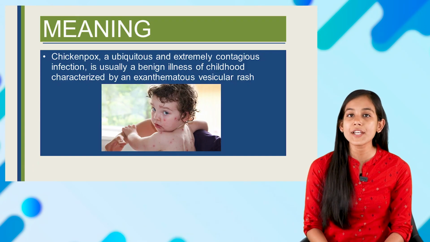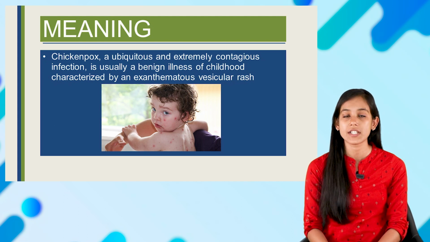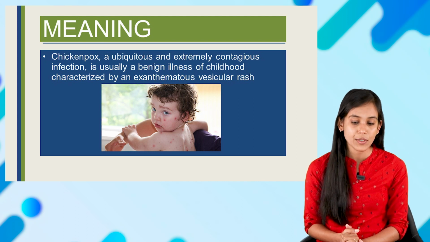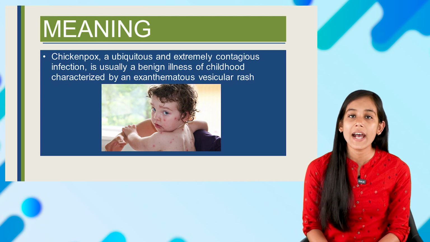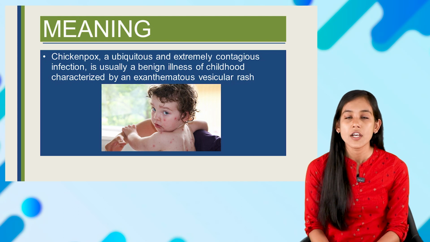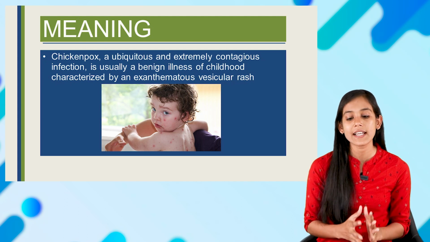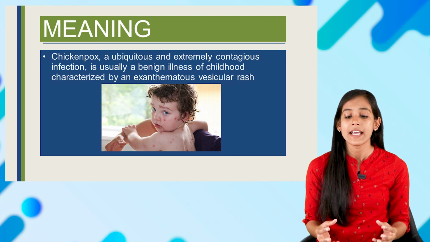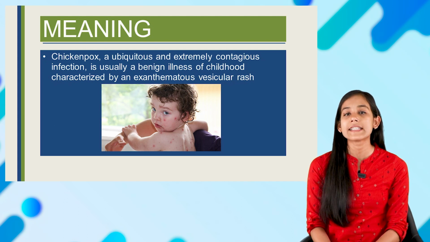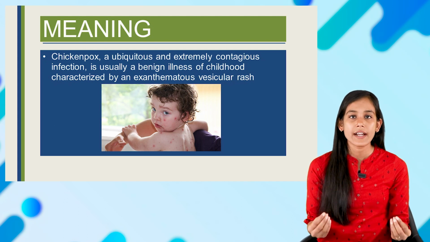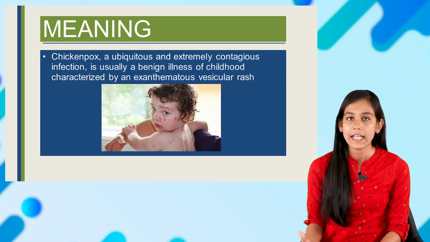Next, moving on to the meaning of chickenpox. Chickenpox, an ubiquitous and extremely contagious infection, is usually a benign illness of childhood characterized by an exanthematous vesicular rash. As I mentioned earlier, it is highly contagious, so it can spread from person to person. In this condition, the child will have rashes all over the body. We will learn about the other symptoms in later slides.